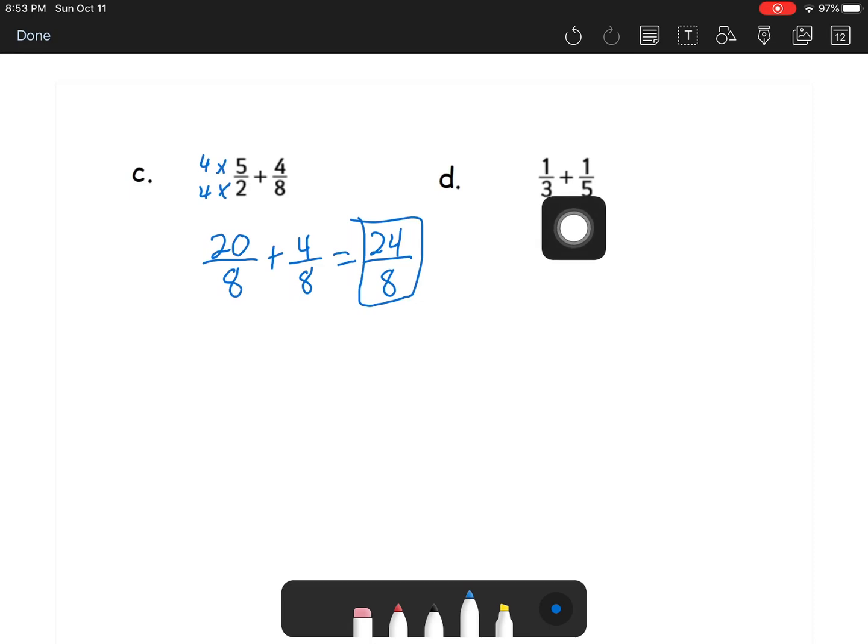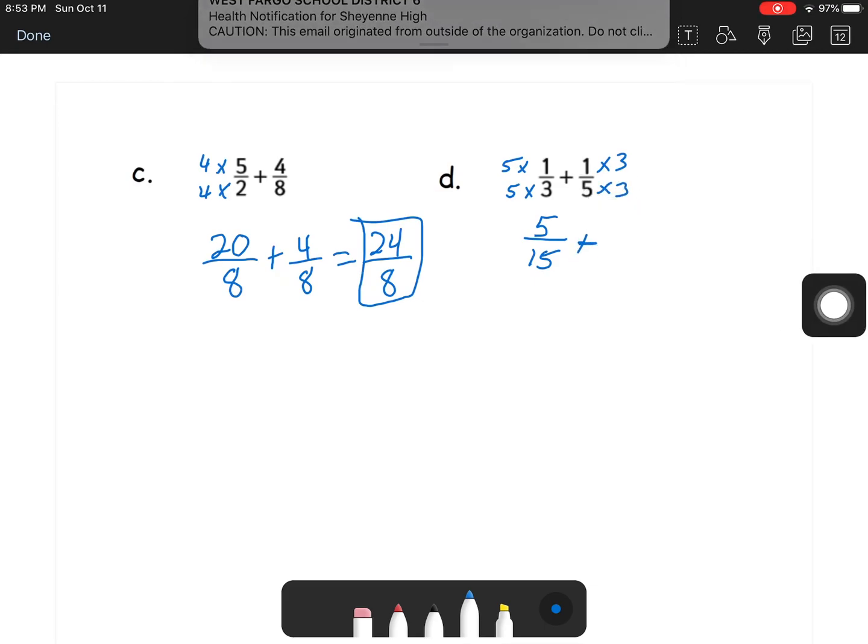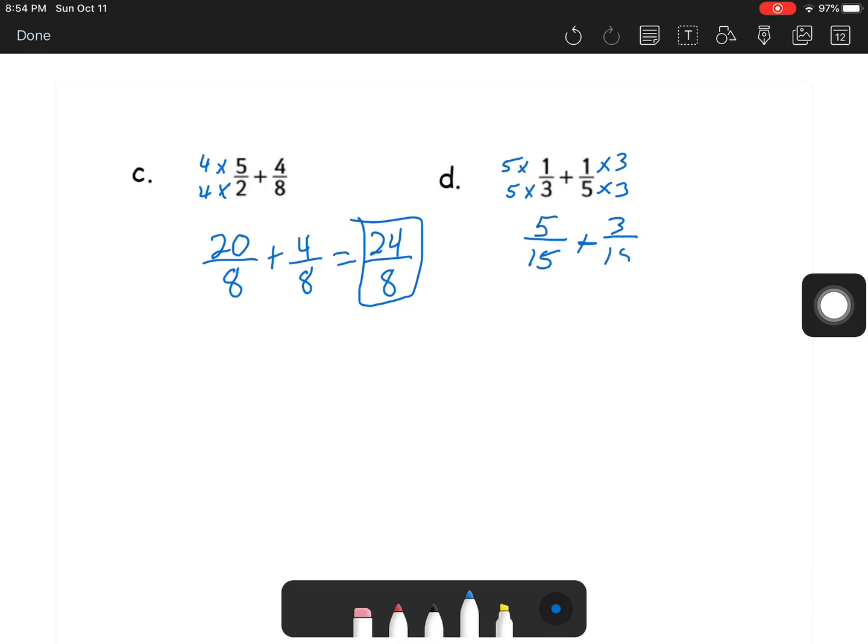Part D, we have a 3 and a 5. It looks like we'll have to change them both. And our least common multiple will be 15, so I'll go times 5, times 5, times 3, times 3, and let's rewrite those. This would be 5 over 15. And next up, this would be 3 over 15. And so 5 plus 3 would be 8. 8 over 15.